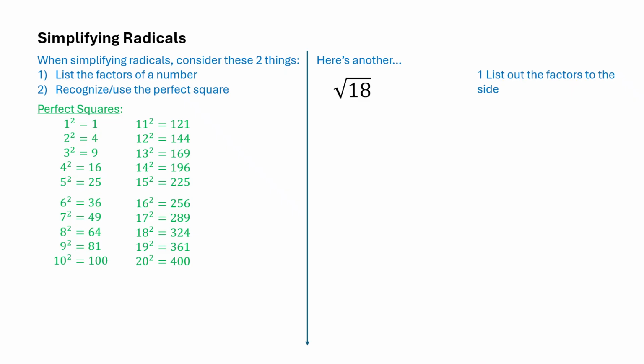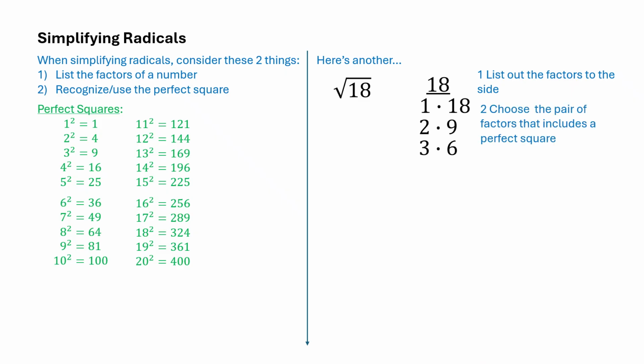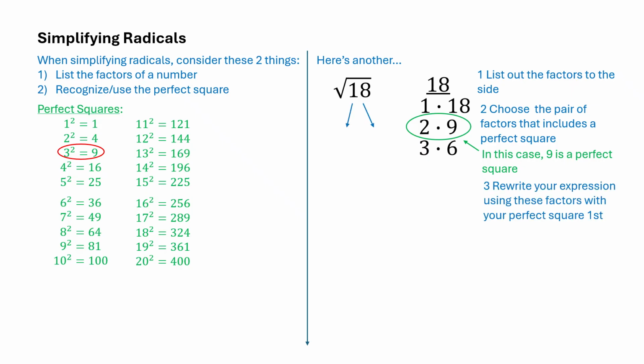Square root of 18, list the factors out to the side. 1 times 18, 2 times 9, 3 times 6. Where is the perfect square in this list? Did you choose 9? In this case, 9 is our perfect square. Actually, it's our only perfect square in this list of numbers. So we're going to rewrite the expression and split the square root of 18 into 2 smaller ones. Square root of 9 first, square root of 2 second.